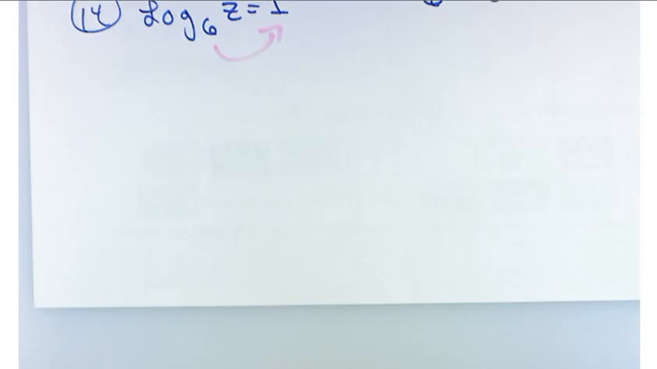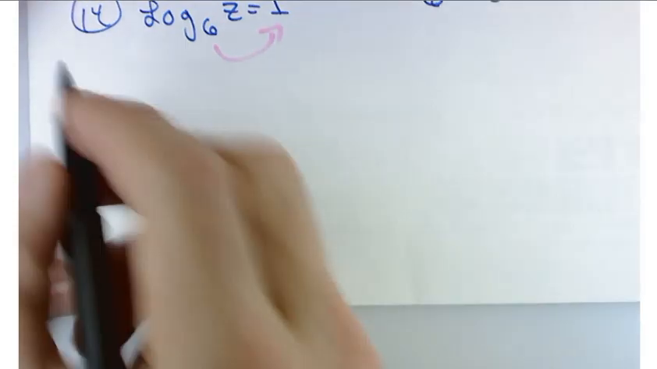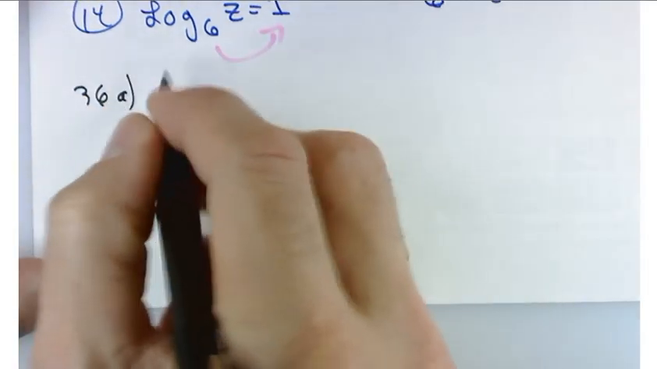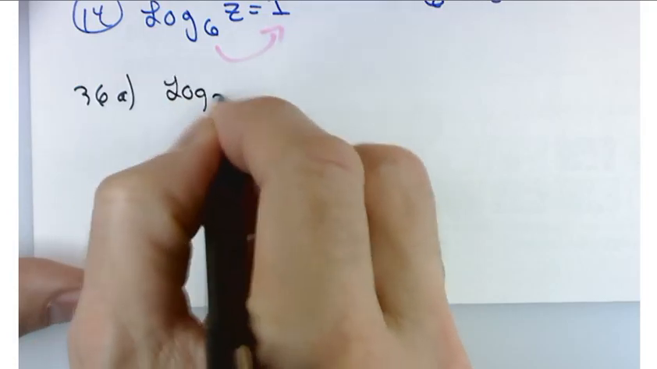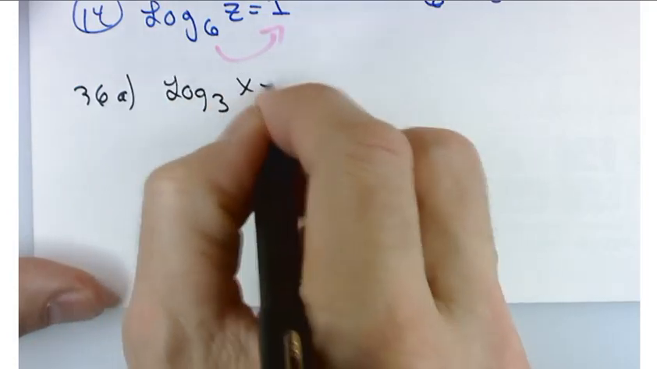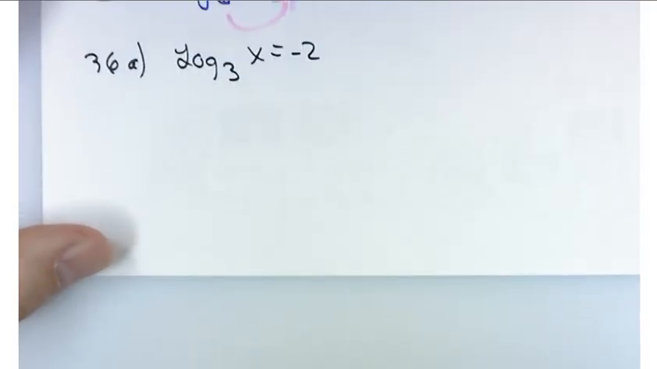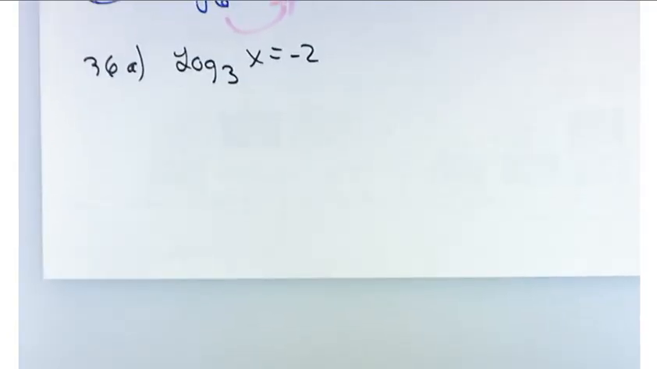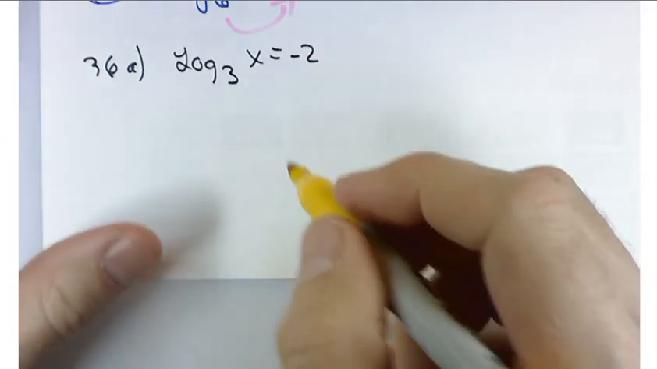Problem number 36a. So log base 3 of x equals -2. Let me just take a peek at the instructions, what they want us to do here, but probably just solve. It says, use the definition of logarithms to find x. Well, again, probably the easiest thing to do is to rewrite this using exponents.